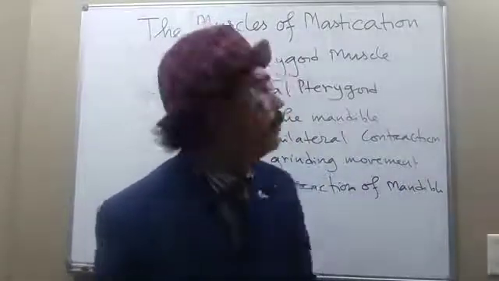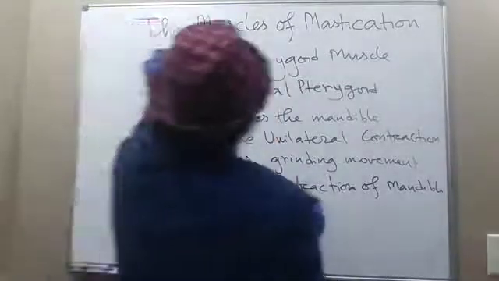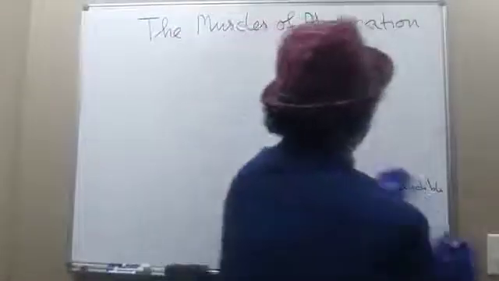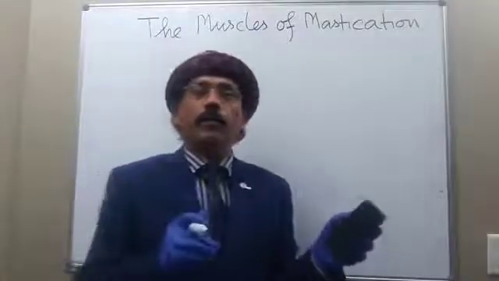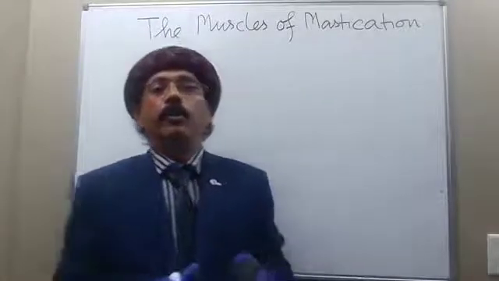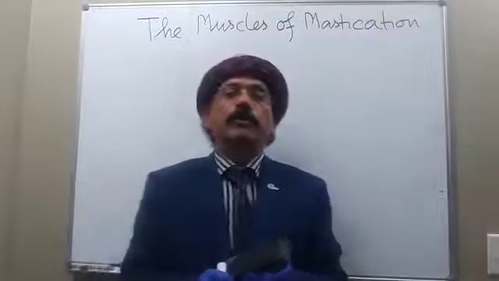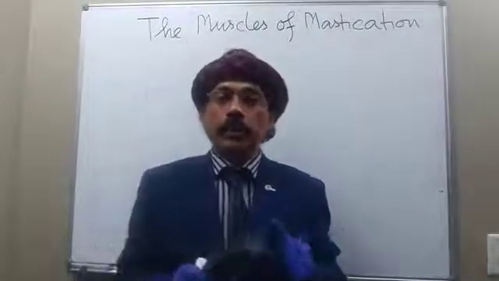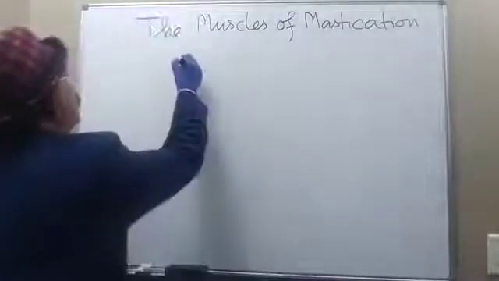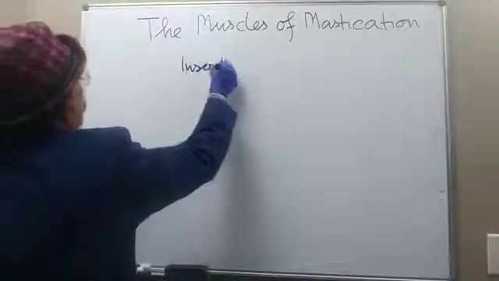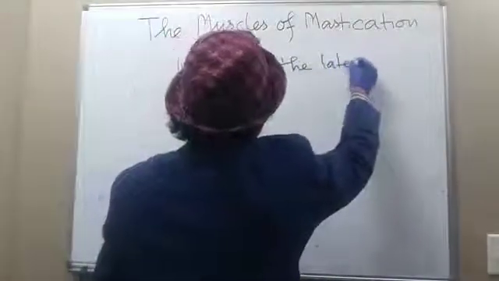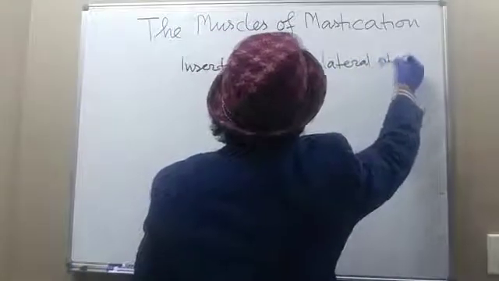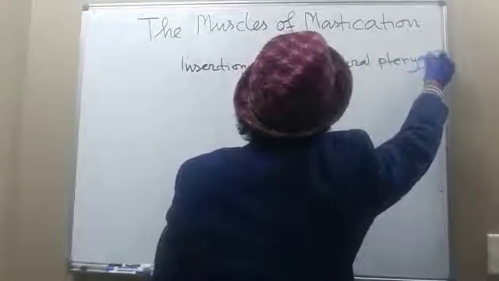Now we missed one point. What is the site of insertion of the lateral pterygoid? It is important to us. We have discussed that the lateral pterygoid muscle helps in opening the mouth. Also, alternate contraction causes lateral chewing movement. So, what is the insertion of the lateral pterygoid? Okay, we must know that part.